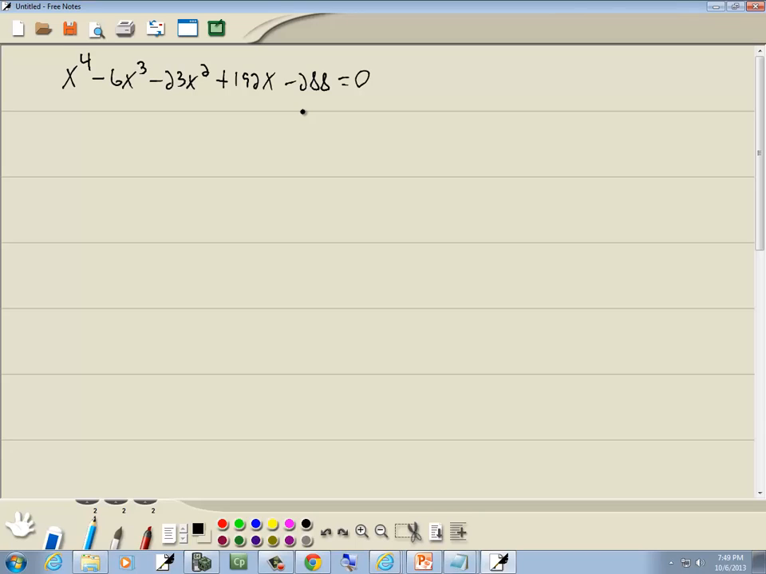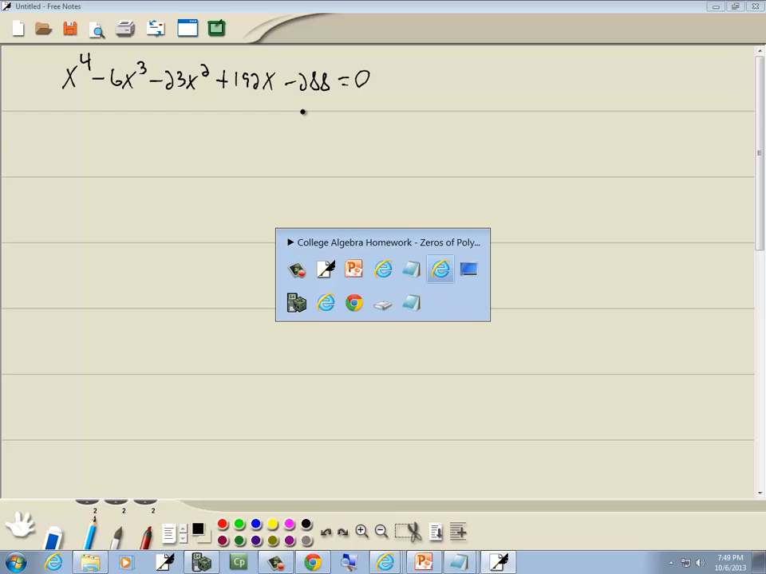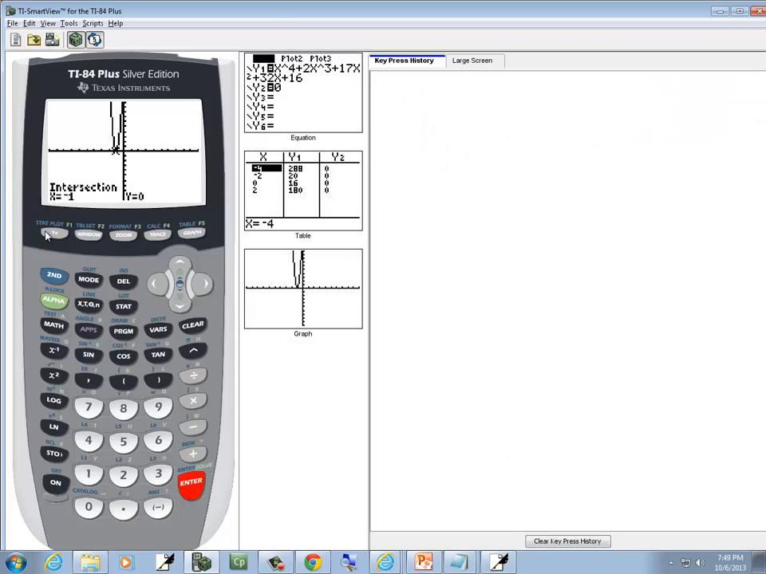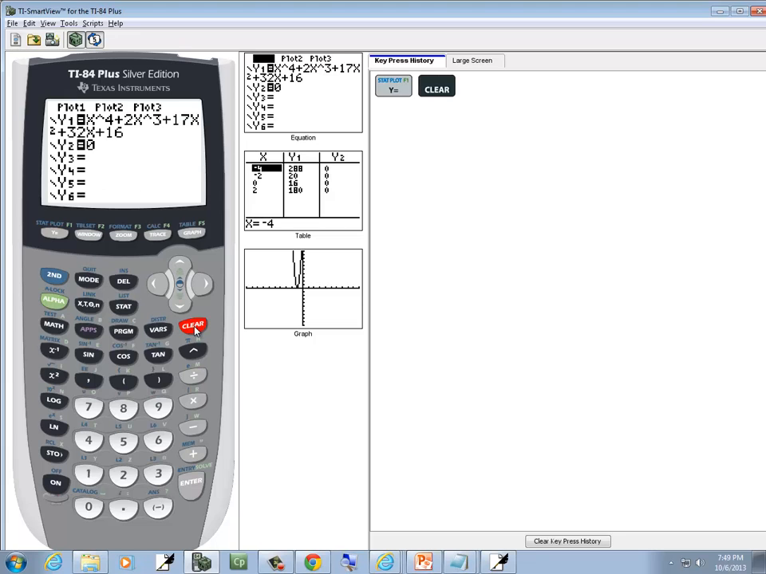Now, the fundamental theorem of algebra says your largest power tells you how many answers you're going to have, so we're going to have 4 answers. And we're going to put our polynomial on y1, 0 on y2, and use the intersect method to see what we can find. So we're going to come over here, press y equals, clear.